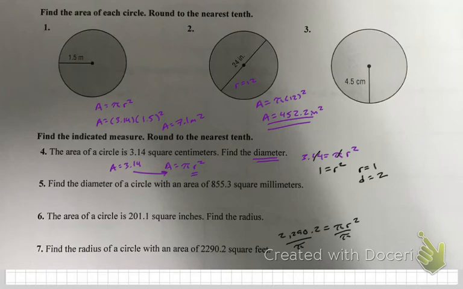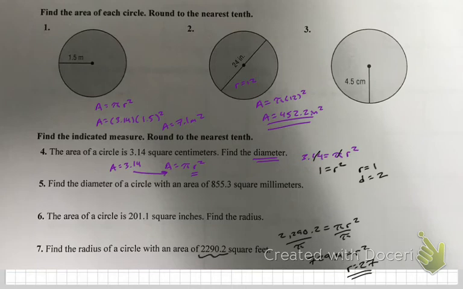So again, 2,290.2 divided by 3.14. It gets me 729.4 equals r squared. Then all I'm going to do is take the square root of that number, and I get 27. So my radius of a circle with area 2,290.2 is 27. So just some simple area problems right there.